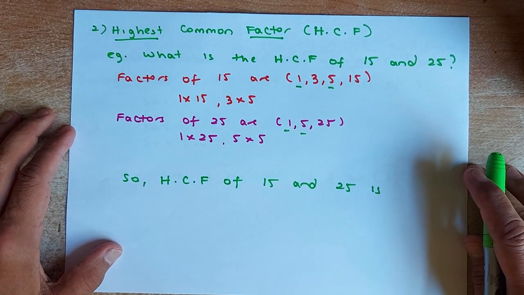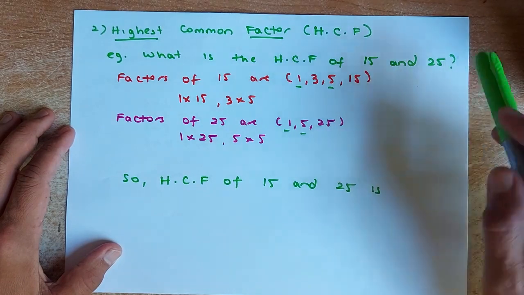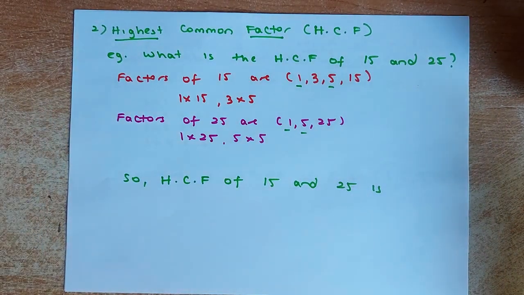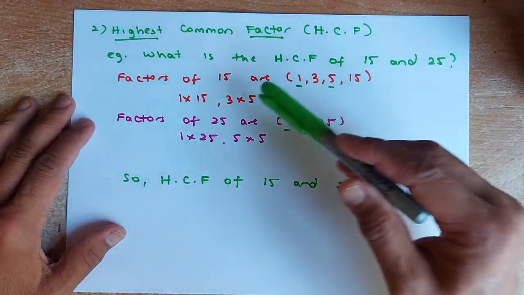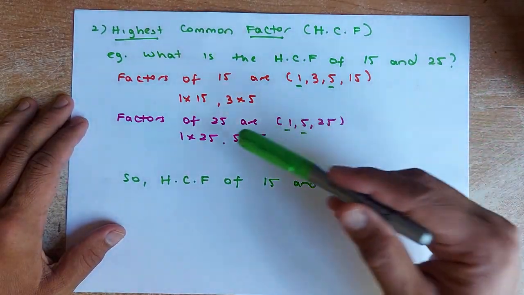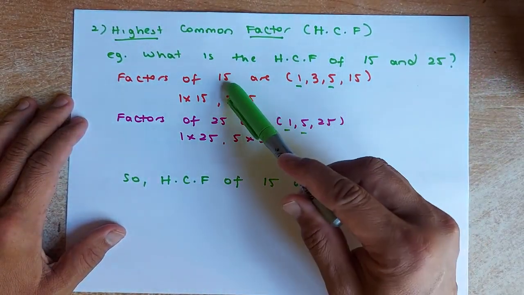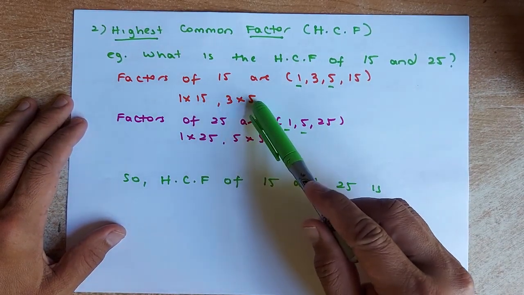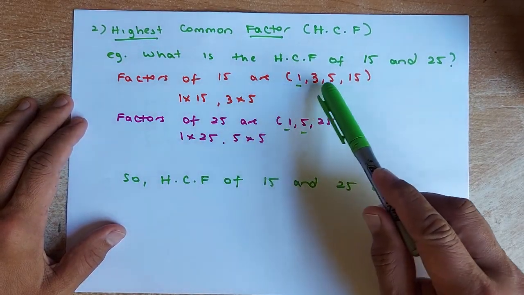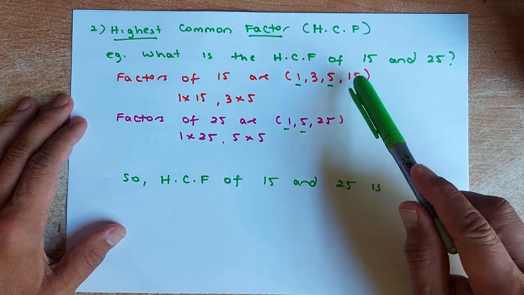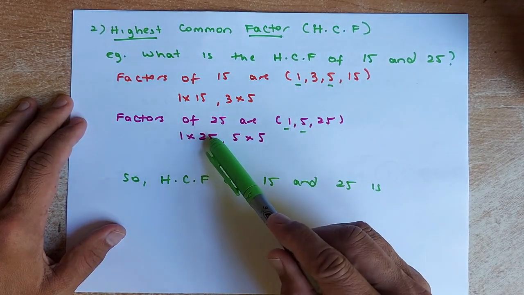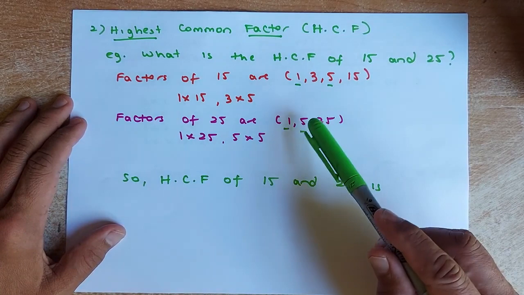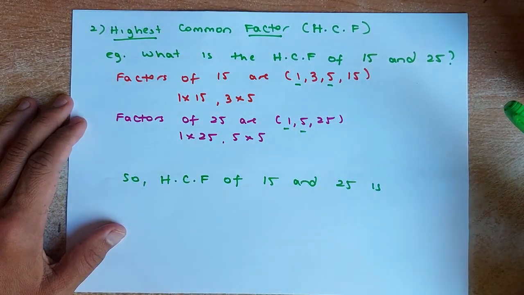So if I ask you what is the highest common factor of 2 numbers, 15 and 25, the same procedures occur. So what you do, you're going to find the factors of 15 and then you're going to find the factors of 25. So what two numbers multiply to give you 15? So 1 times 15, 3 times 5. So the factors of 15 is 1, 3, 5, 15. And the factors of 25 is 1 times 25, 5 times 5. So the factors is 1, 5, and 25.